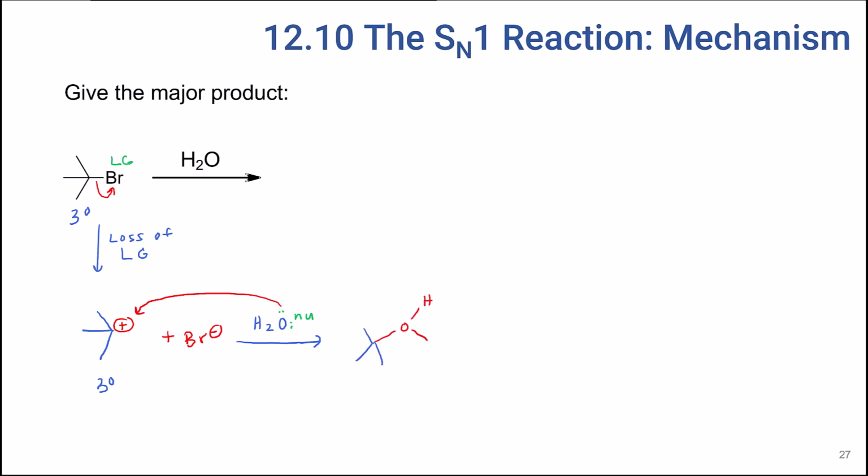So I have this O with this positive charge here on the oxygen. Oxygen does not want to be positively charged, so we'll have a proton transfer. So if you want to, you can think about the bromine picking up that extra hydrogen. And then we end up with the OH group here. So a tertiary alkyl halide, and we get a tertiary alcohol in the process.